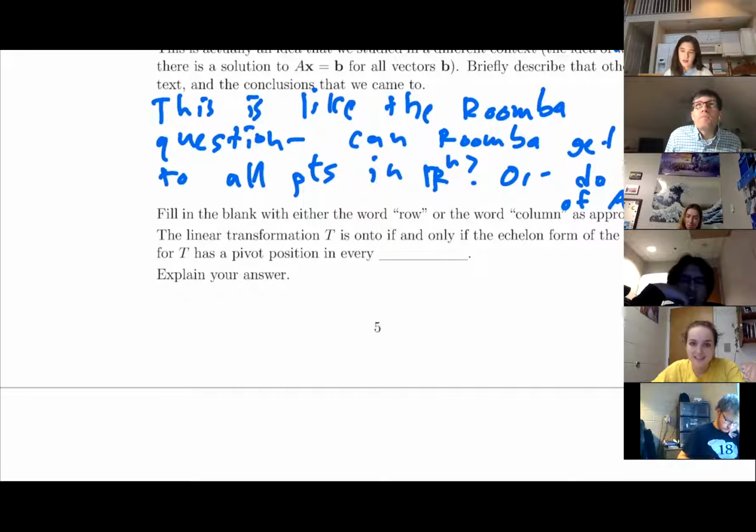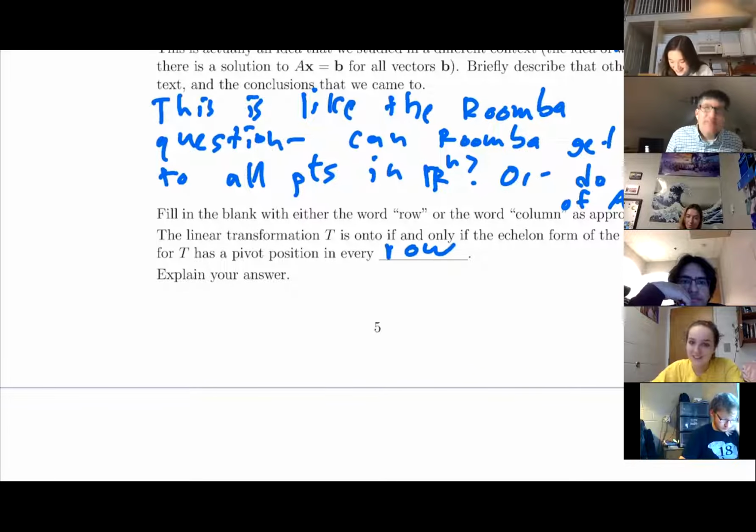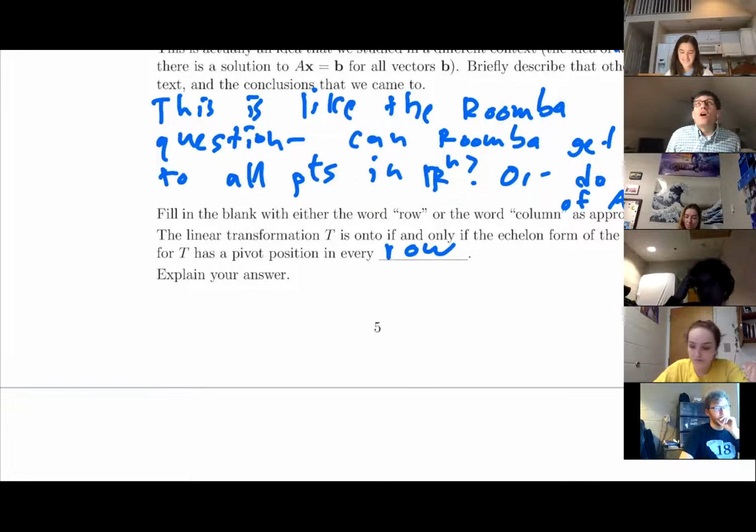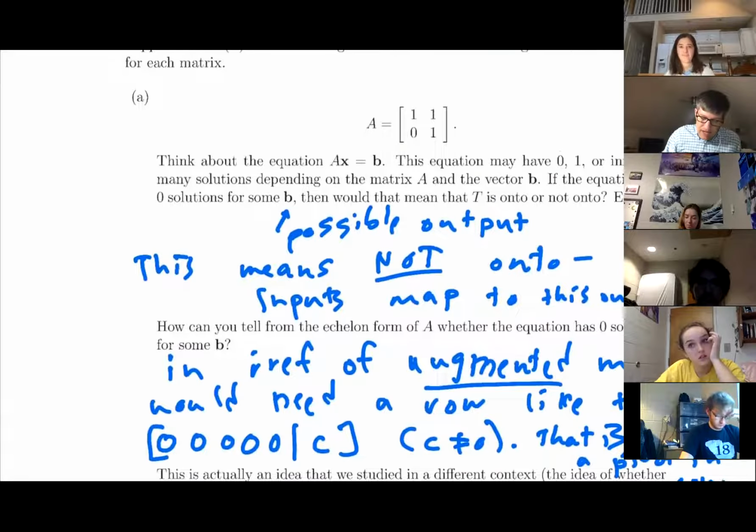Column. Not column. Try again, Carrie. Row. Totally right. Carrie nailed it the second time. Nice job, Carrie. I appreciate you being courageous and putting that out there. So why is it row? So remember, exactly as Carrie said, right?